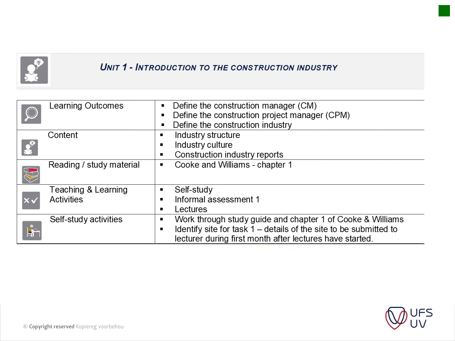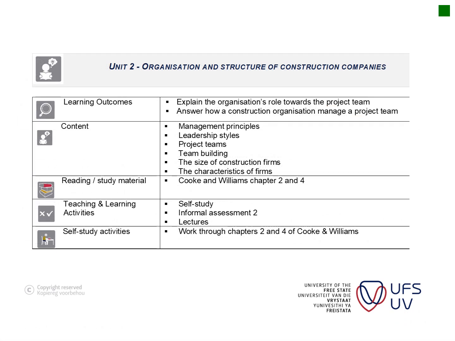So unit 1, like I said, is just read through it. We basically just defined who the construction manager is and the construction project manager, and defined the construction industry. Even though this is not that important, it will assist you in answering questions and making arguments during the exam. Then unit 2 is the same thing. Explain the organization's role towards a project team. Answer how the construction organization manages a project. The main thing is that you need to know when we're talking about a large company or a small company. That's more or less what unit 2 is all about.